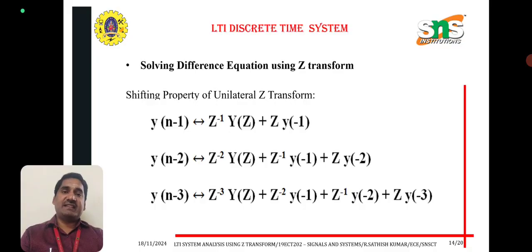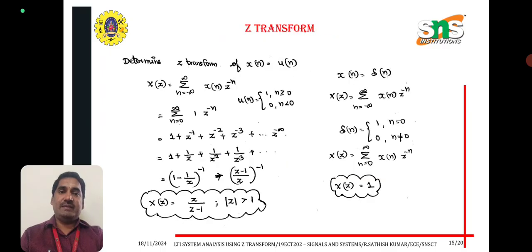Linear time invariant discrete time system. How to solve the difference equation by using the Z transform, by using the shifting property of the unilateral Z transform. Therefore, y of n minus 1 is equal to z inverse into y of z plus y of minus 1. Y of n minus 2 means z power minus 2 into y of z plus z inverse into y of minus 1 plus y of minus 2. Y of n minus 3 gives z power minus 3 into y of z plus z power minus 2 into y of minus 1 plus z inverse into y of minus 2 plus y of minus 3.